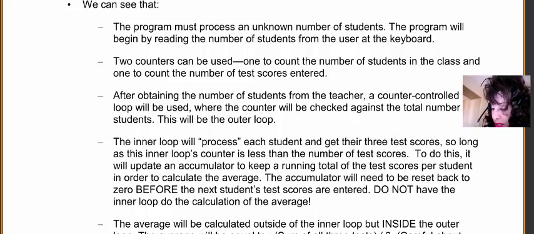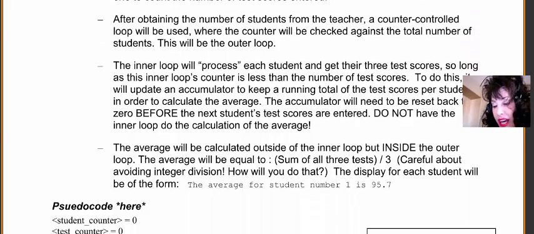This accumulator is going to need to get reset back to 0 for each and every student that's going to get processed. You don't want to add up all the test scores in the entire class, and that would just give a big old class average for all the tests, which we're not being asked to do here. So after the inner loop is done, you go back to the outer loop and update the counter there, next student, and then the inner loop processes it again, and so on.